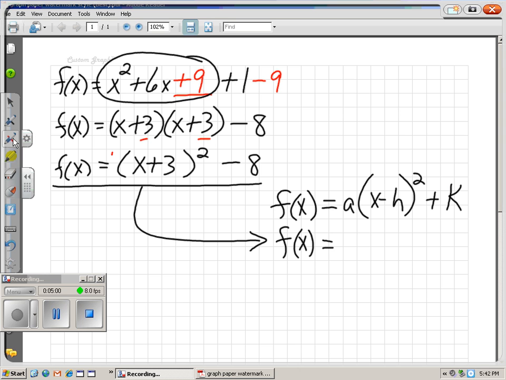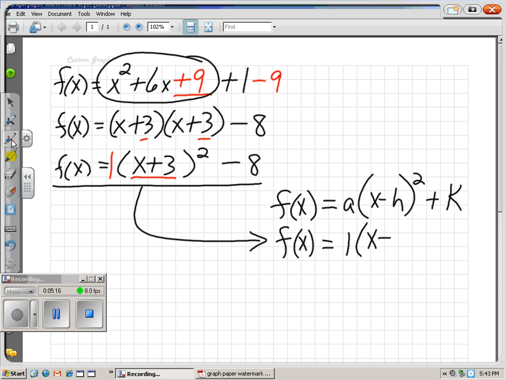What number do I have in front of my parentheses? Well, there's a 1 there. We don't write it, but it's there. Let's go ahead and put it. 1, open parentheses. Now, I want this to say x minus something. What do I have? I have an x plus 3.